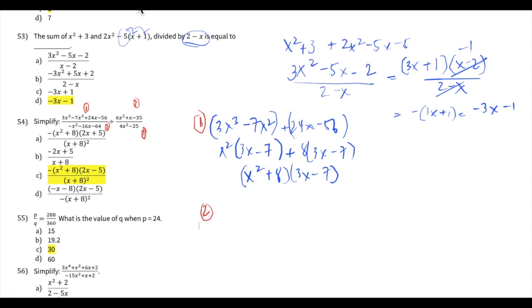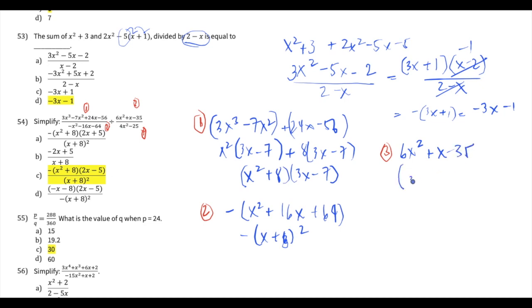This one, ilabas na natin yung negative. Okay, negative x squared maging positive 16x plus 64. This is a perfect square trinomial. Ang factor lang natin is negative x plus 8 squared. How about itong third term polynomial natin? 6x squared plus x minus 35. Ang factors natin dito would be 3x minus 7 times 2x plus 5. 4x squared minus 25. Meron tayong difference of 2 squares is equal to 2x plus 5 times 2x minus 5.